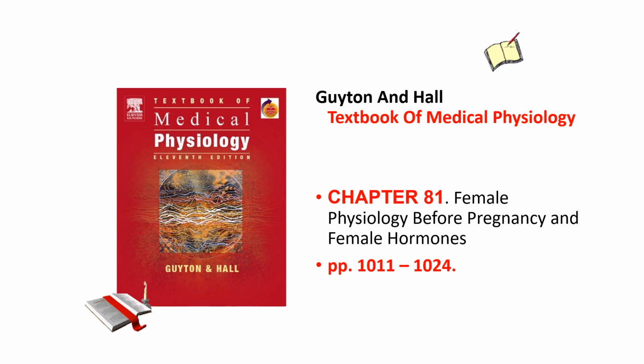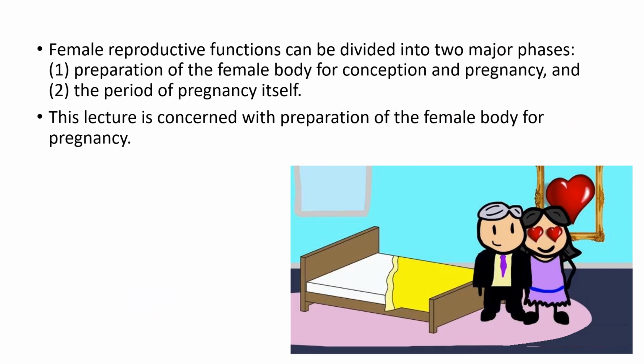Pages 1011 to 1024. Female reproductive functions can be divided into two major phases: 1. Preparation of the female body for conception and pregnancy, and 2. The period of pregnancy itself. This lecture is concerned with preparation of the female body for pregnancy.